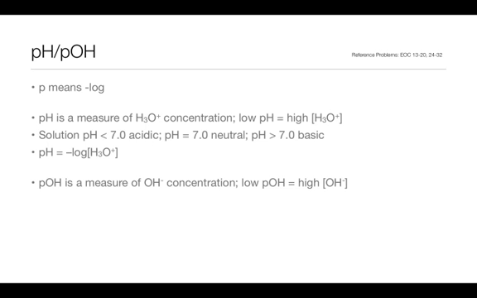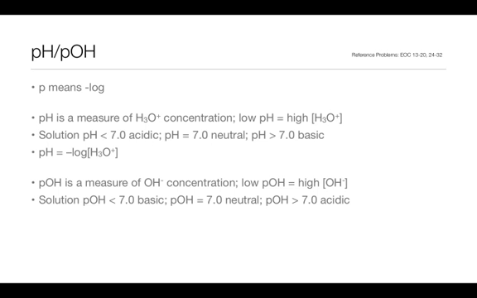pOH is a measure of the hydroxide ion concentration. In this case, if we have a low pOH, we have a high concentration of hydroxide. So a solution that has a pOH below 7 is going to be basic. If it has a pOH of 7, it will be neutral. And if it has a pOH of above 7, it's going to be considered acidic.